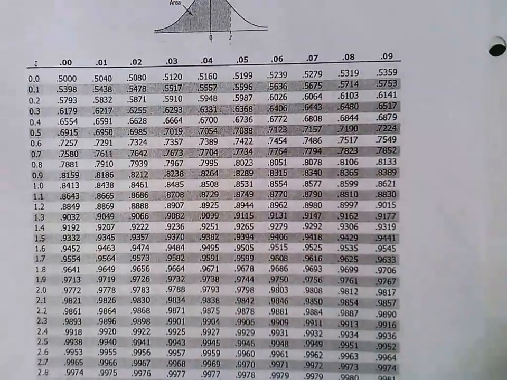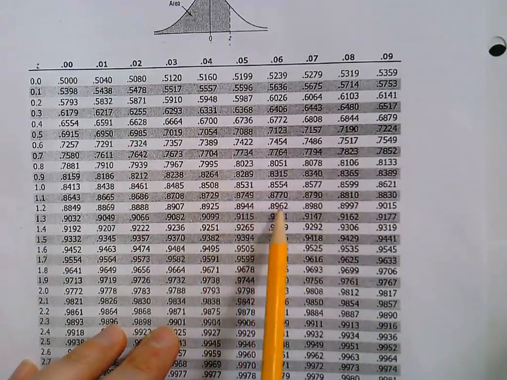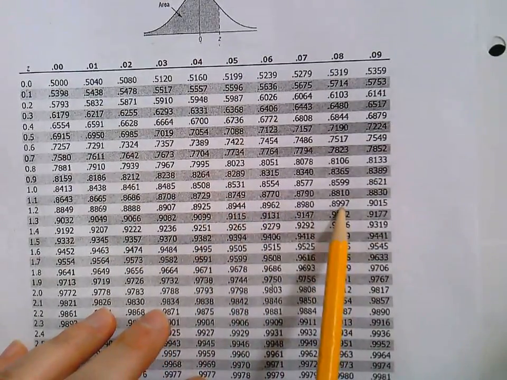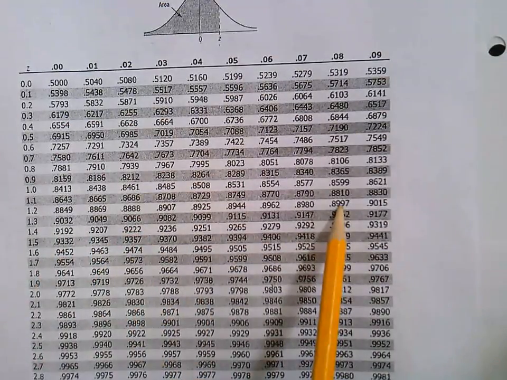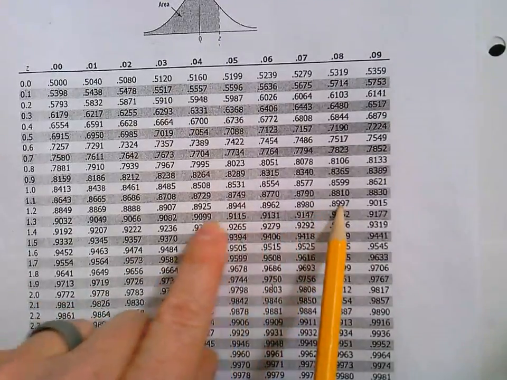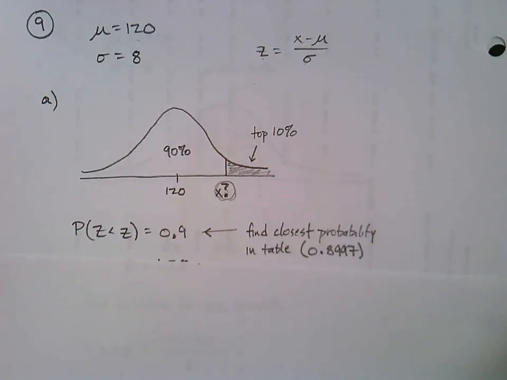So if you start looking, maybe I'll pull mine up here. I'm in the positive Z-scores. I'm trying to find 0.9. There's 0.89, getting a little bit bigger, getting a little bit bigger. It's between these two, right? And the one that's closer is this one, 0.8997. So I'm just going to go with that. The Z-score is 1.28. So it turned out I couldn't find 0.9. This is the closest I could get. And when I work backwards, my Z is 1.28.